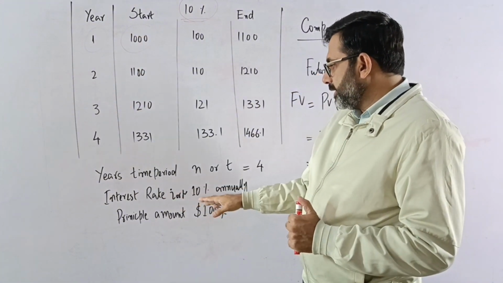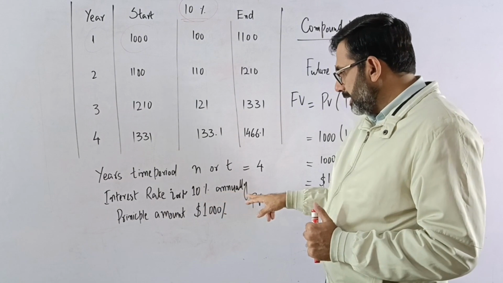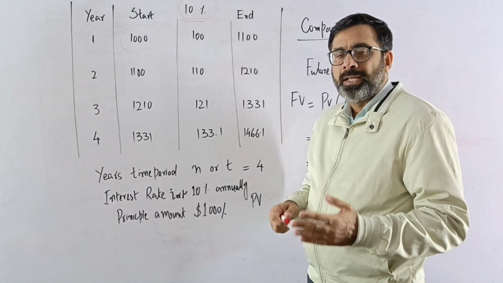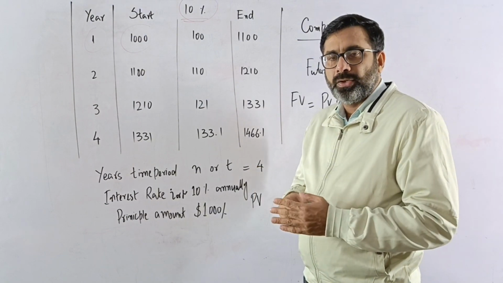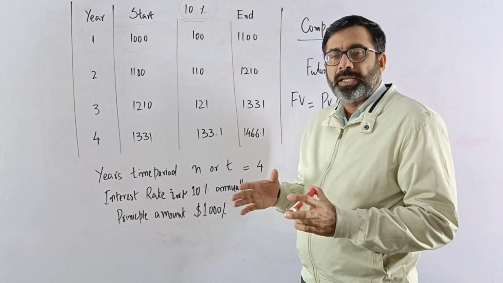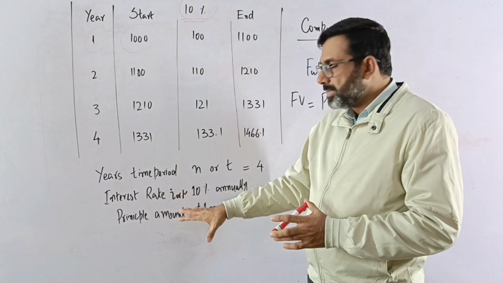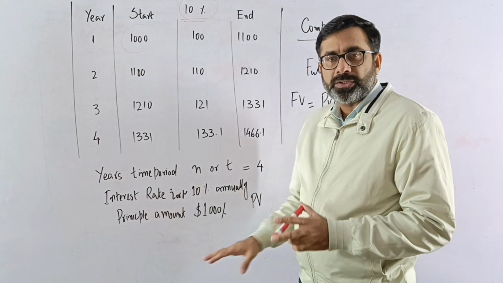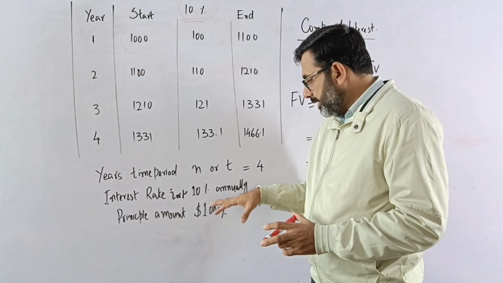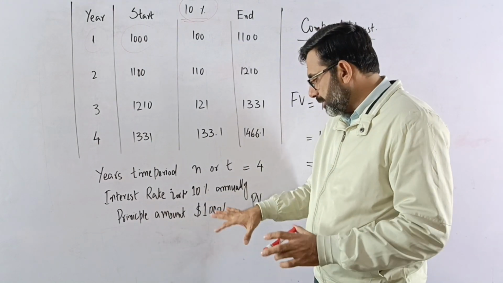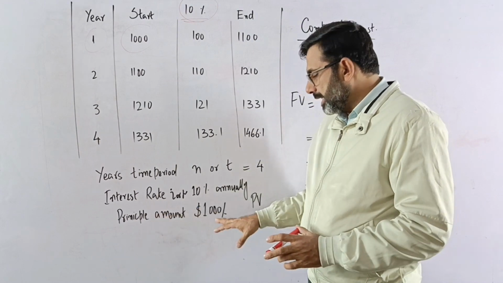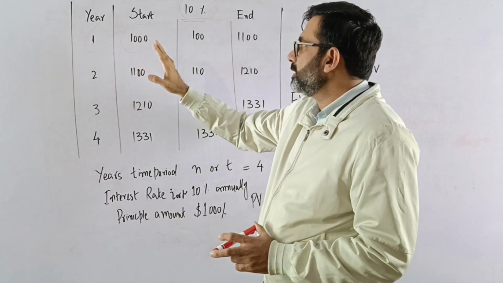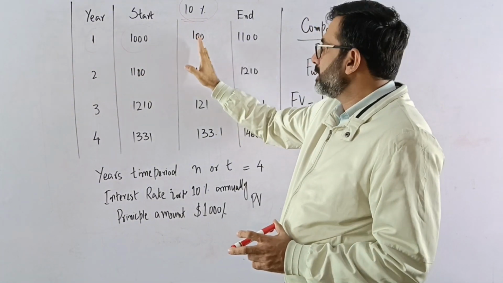And the interest rate is 10%, and that is compounded annually. Means you are calculating the interest after 1 year. There are other options like semi-annually, or it may be quarterly, monthly, or even on a daily basis. But for simplicity, we are just starting with the annual rate of interest. And the principal amount, or what we call the present value, is how much? That is 1,000.